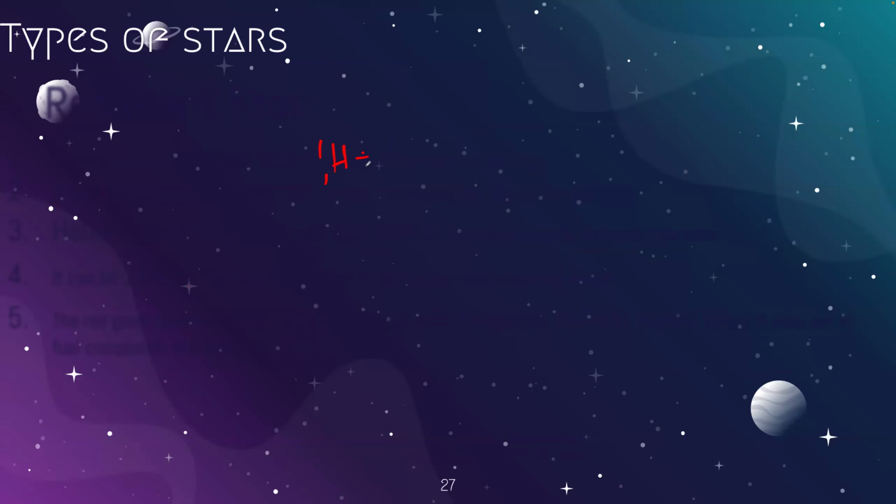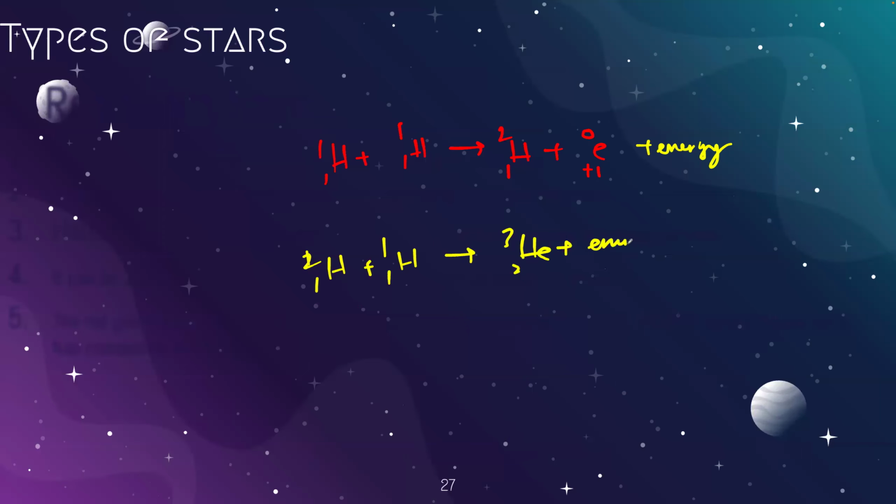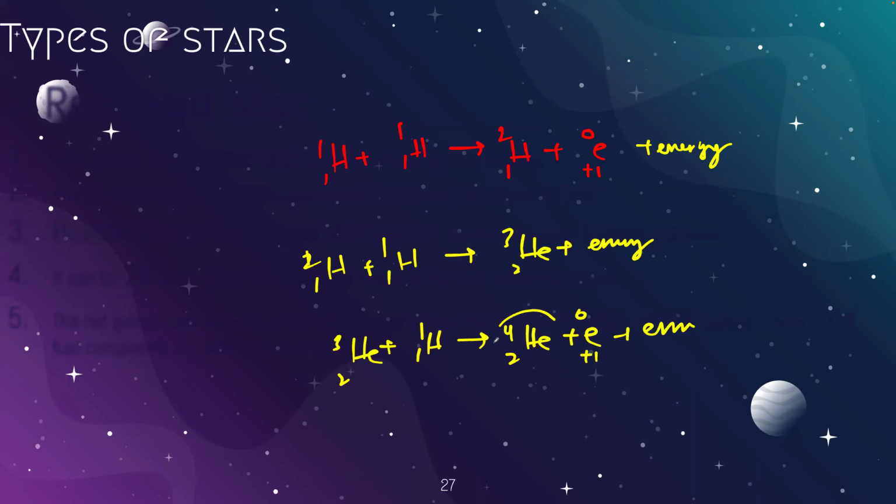So when hydrogen 1 1 reacts with another hydrogen 1 1, it forms hydrogen 1 2 plus one positron. You can see the equation is balanced on both sides. Plus a tremendous amount of energy, no doubt about that. Now this hydrogen 1 2 fuses with another hydrogen 1 1 to form helium 2 3 plus energy. This helium 2 3 fuses with another hydrogen 1 1 to form helium 2 4 by releasing a positron plus energy. So basically, how many hydrogens are fused together to form a stable version of helium? One, two, three, and four.